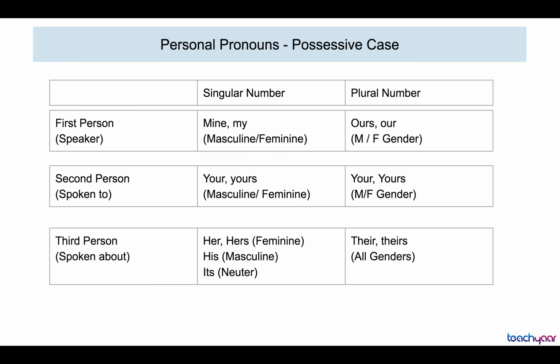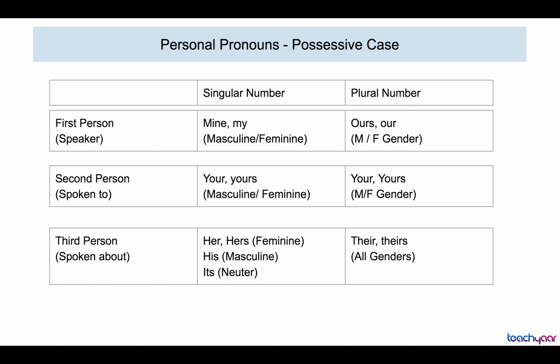Third person, the person being spoken about. So here we have a difference in feminine, masculine and neuter. So how is it? Just think about it in a sentence, then it becomes very easy to remember. This bag is hers. So it is feminine. This is her bag. So her is there. So her and hers, feminine, third person, singular.